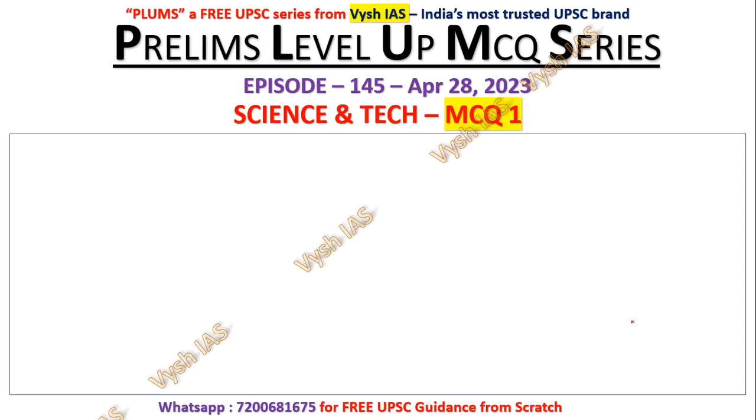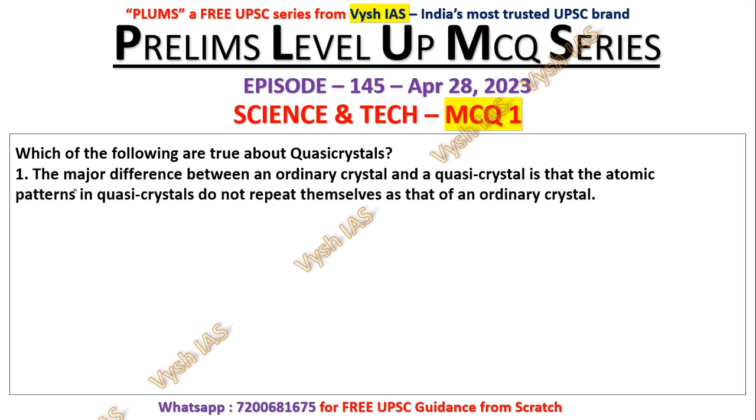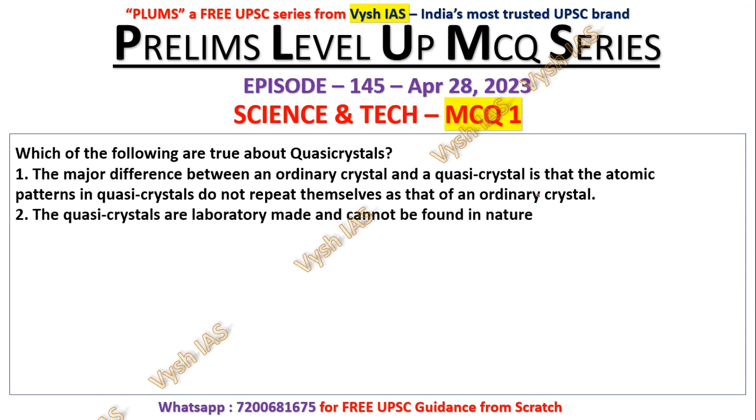Question number 1: which of the following are true about quasi-crystals? It was in news in February this year. The major difference between an ordinary crystal and a quasi-crystal is that the atomic patterns in quasi-crystals do not repeat themselves as in an ordinary crystal. This is actually the definition statement given here, so you should know whether it is correct or not.